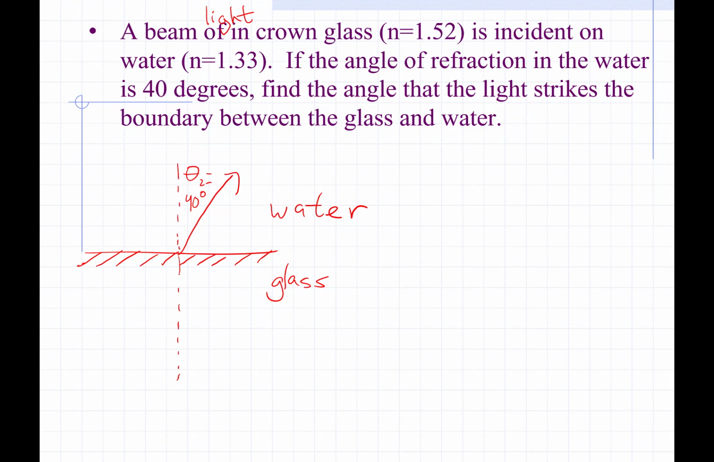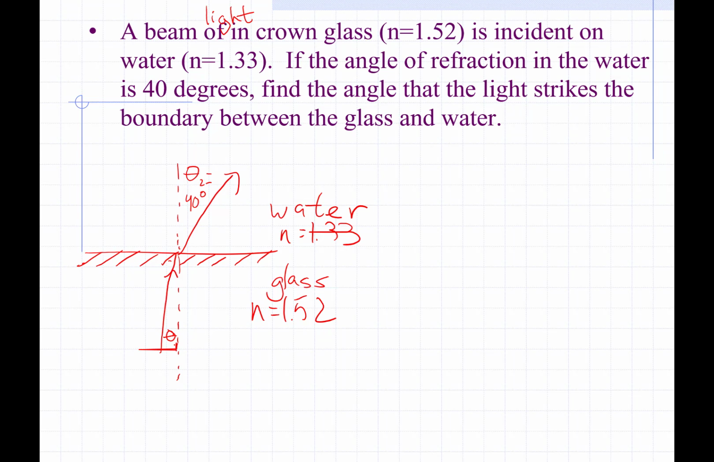So I'm going to sketch out my normal for the glass. Since glass is n equals 1.52 and water is n equals 1.33, it's entering into a lower index medium. It's speeding up, which means it bends away from the normal. So my incident angle is going to be a smaller angle, theta 1.